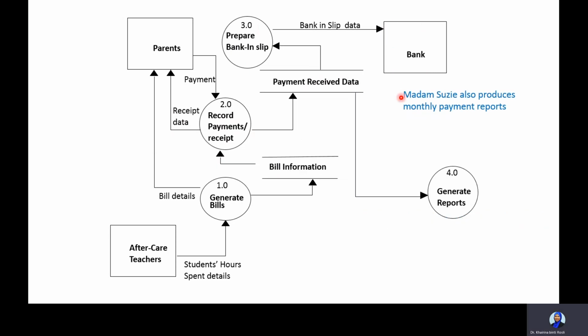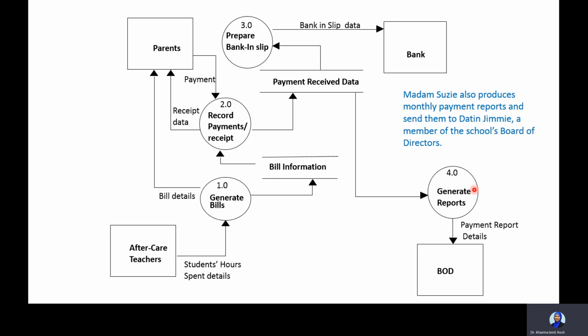Madam Susie also produces monthly payment reports. So the verb here is produce or generate monthly payment reports. She prepares the report by taking the information from the payment receipt file. Take out the information from the payment receipt file, then generate the reports. So this is the fourth step: 4.0, generate reports.